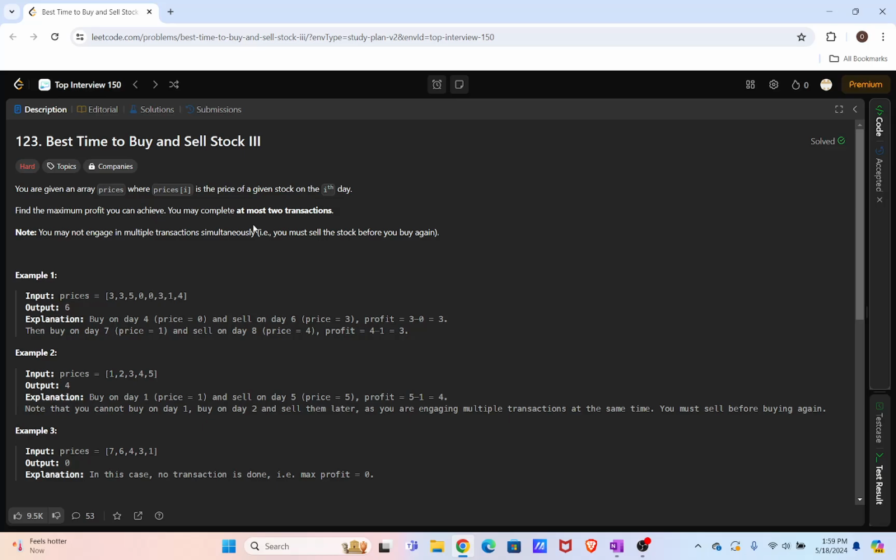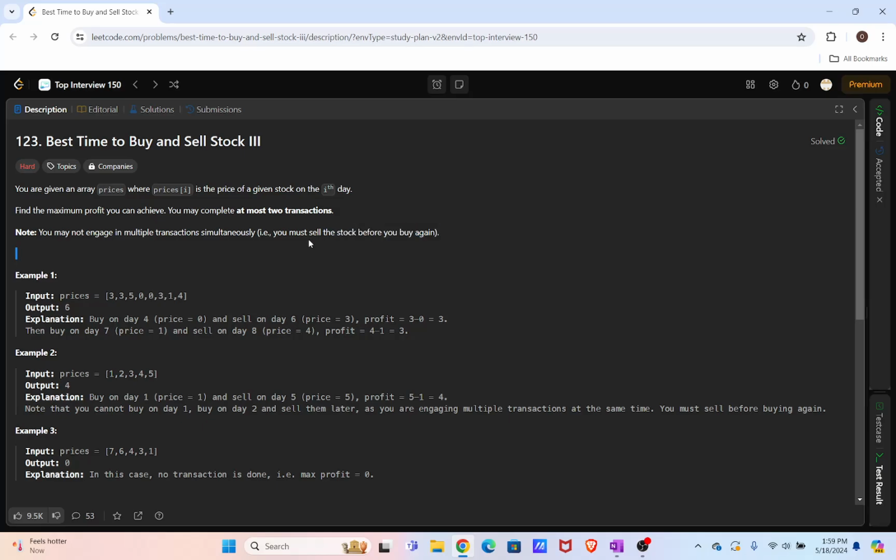So if anyone remembers, in the first version, we were allowed to do just 1 transaction. It was an easy problem. In the second version, we are allowed any number of transactions. And in the third version, they are saying we are allowed at most 2 transactions.